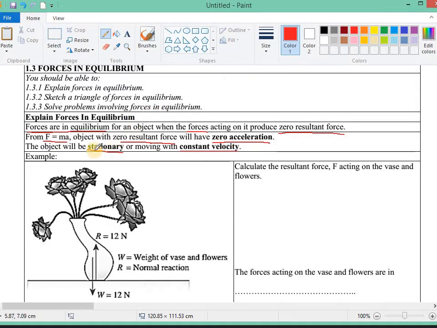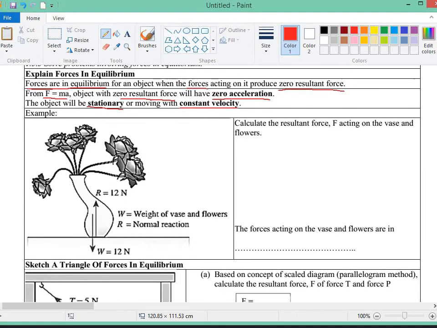Okay, let's look at an example. Okay, so we have a vase. W is the weight of the vase and flowers, and R is the normal reaction. Calculate the resultant force acting on the vase and flowers. So you see these two forces, weight and normal reaction, are parallel to each other. So the way that we find the resultant force for forces that are parallel is we just add them together.